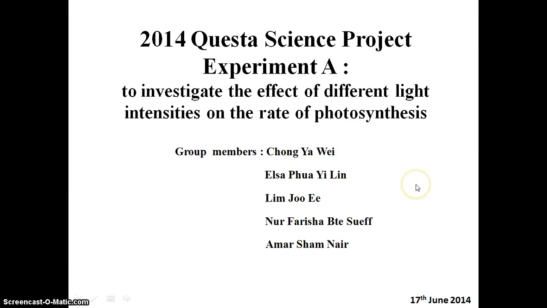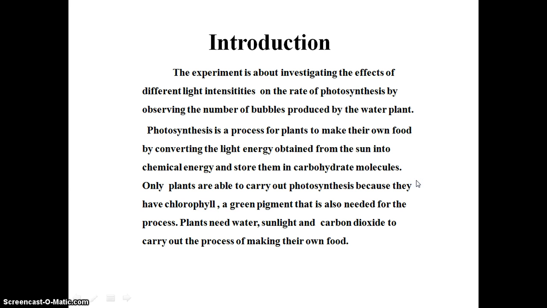This is my group's science project. We are doing experiment A. Experiment A is about investigating the effects of different light intensities on the rate of photosynthesis by observing the number of bubbles produced by the water plant.